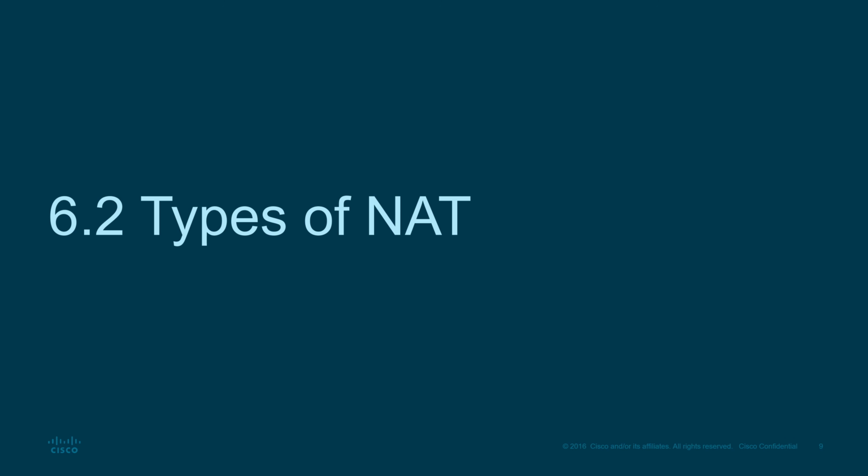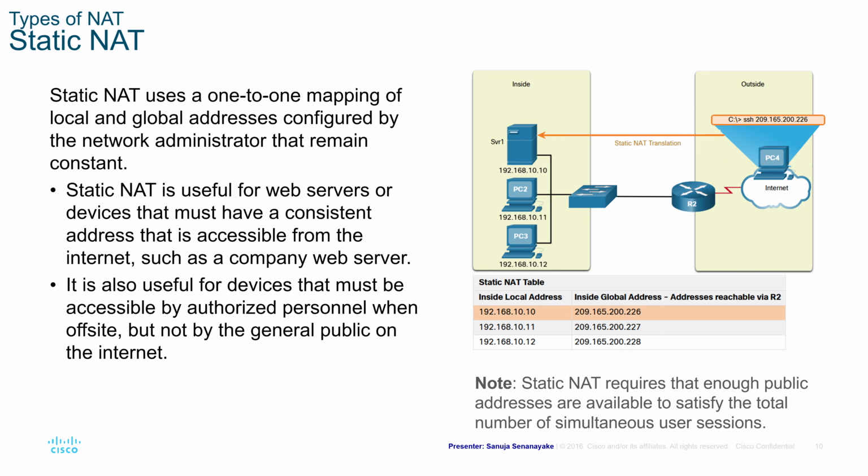Types of NAT. Static network address translation, or static NAT, uses a one-to-one mapping of local and global addresses configured by the network administrator that remain constant. So just like the term static, what it stands for in English, it is statically assigned. That means an administrator manually assigns the NAT in static NAT.